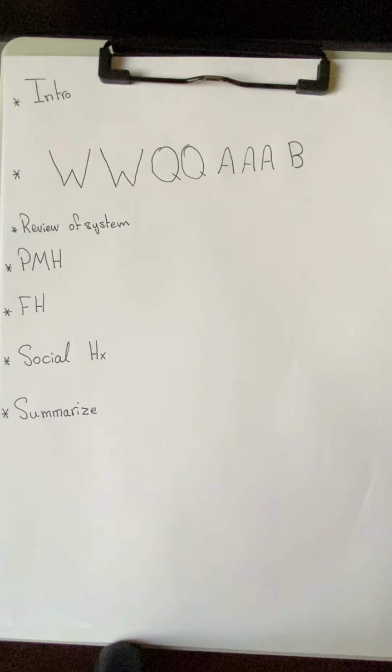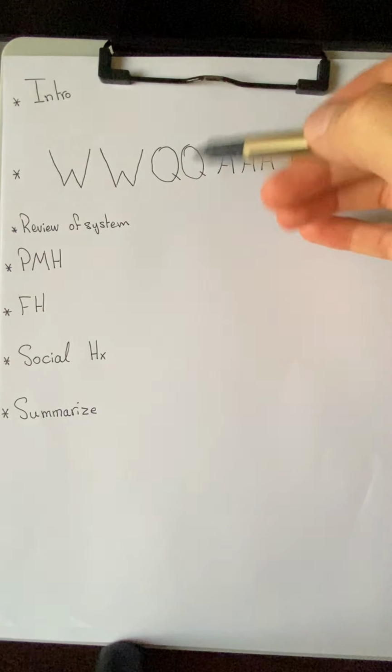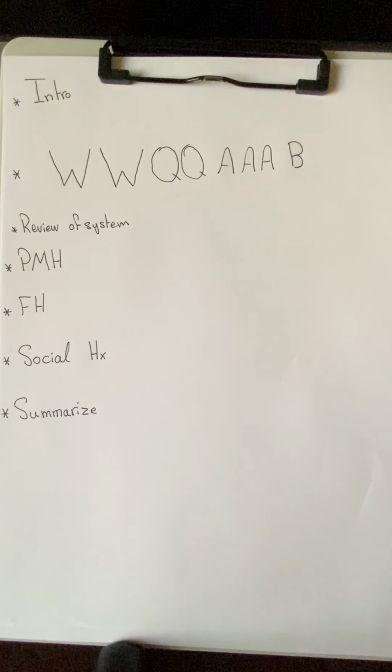The second Q is the quantity. Tell him 1 out of 10, how bad is your pain? And 10 is the worst pain that you have ever felt. And then he will tell you, and then you cross the second Q. You go to the 3 A's. The first A is, or you can cover 2 A's together. You ask him, can you tell me about the alleviating and aggravating factor?